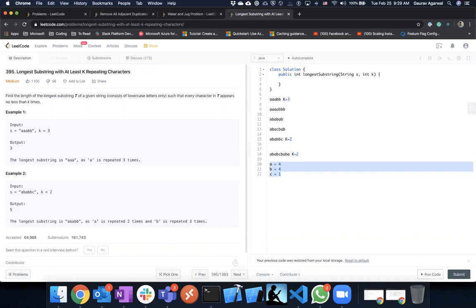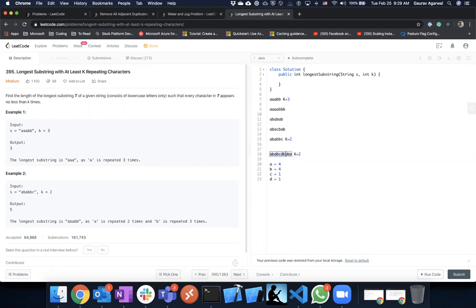Yeah, so this indicates C is a bad character here. We can have more characters. Let's say we include D also. D equal to 1, okay. So we have a D right here. So this indicates both C and D are bad characters, because their frequency is less than 2 and they cannot be in the solution.